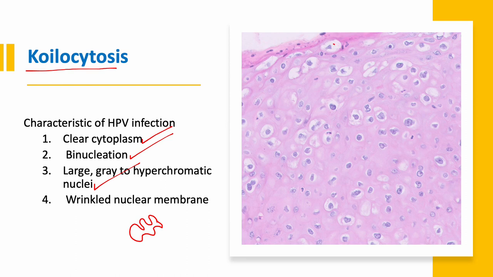And this is an example for resinoid or wrinkled nucleoli. This is a clearing of the cytoplasm or perinuclear clearing. This is binucleation. We have one nucleus, other nucleoli, and we have a couple of hyperchromatic grayish nuclei as well. So this is very high yield. One additional piece of information: koilocytic changes can be seen in low risk HPV and high risk HPV.